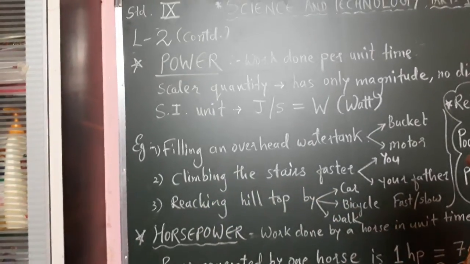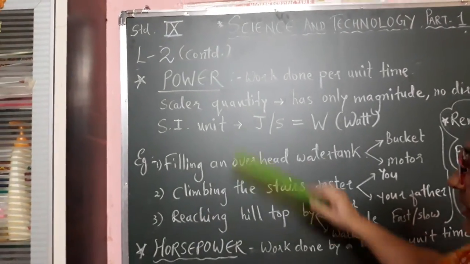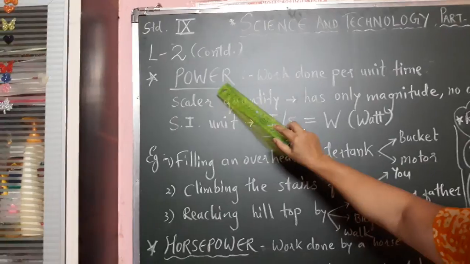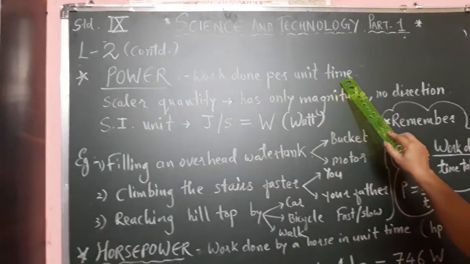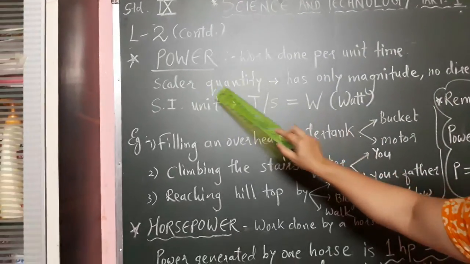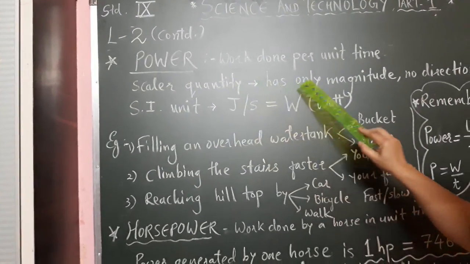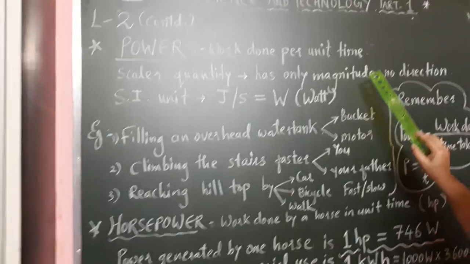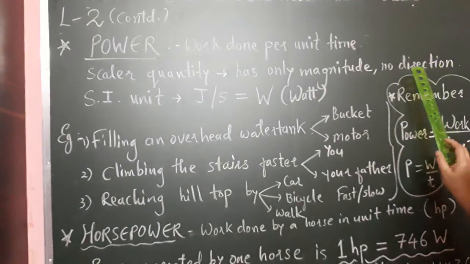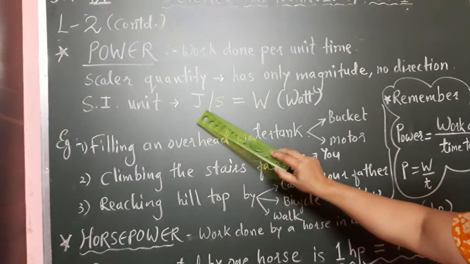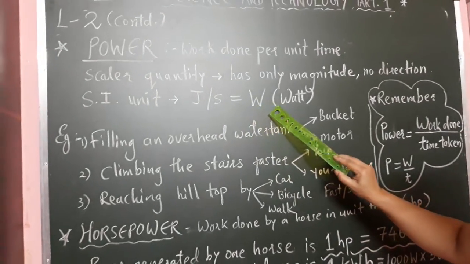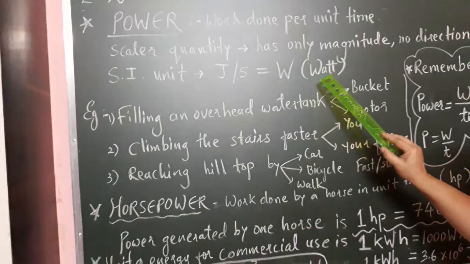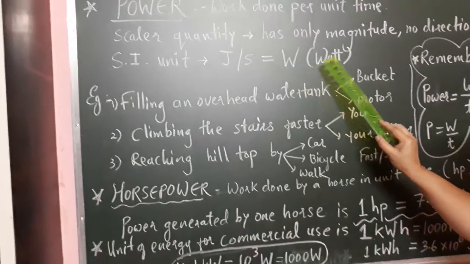Now let's study the next part of the lesson, and that is power. What is power? It is the work done per unit time, and it is a scalar quantity. That means it has only magnitude and doesn't have any direction. The SI unit is joule per second, and that is equal to watt. To honor the scientist James Watt, this unit is named watt.